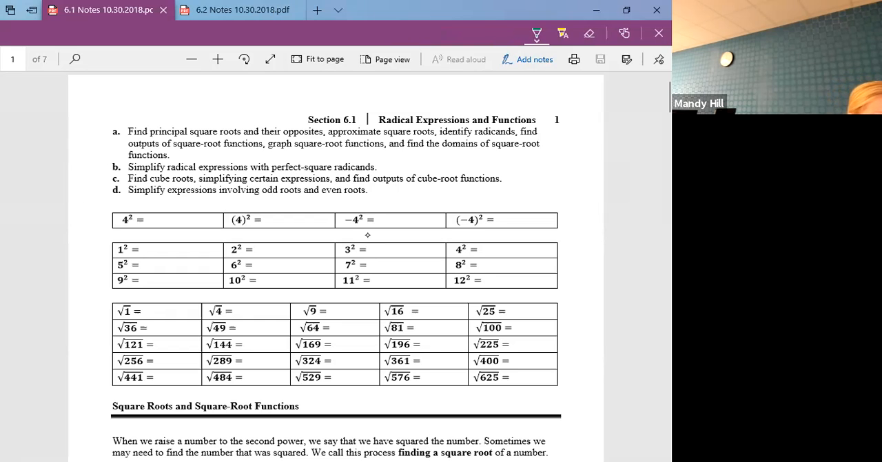We're going to simplify radical expressions with perfect square radicands, find cube roots, simplify certain expressions, and find outputs of cube root functions. We're also going to simplify expressions involving odd roots and even roots.